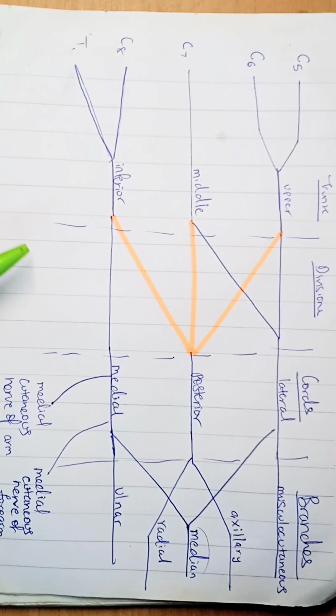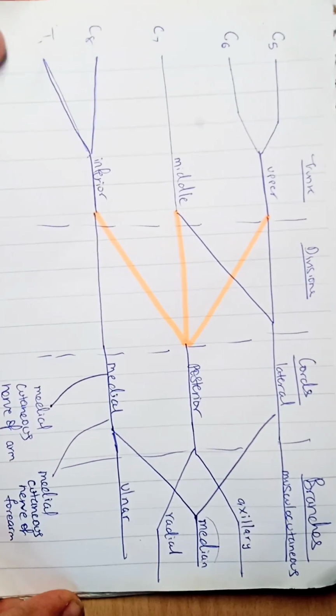C8 and T1, after they form the medial cord, give rise to the median nerve and ulnar nerve, and the medial cutaneous nerve of the arm and forearm. So therefore, these nerves contain much more innervation from the C8 and T1 roots rather than the other nerves. So let's understand its presentation.